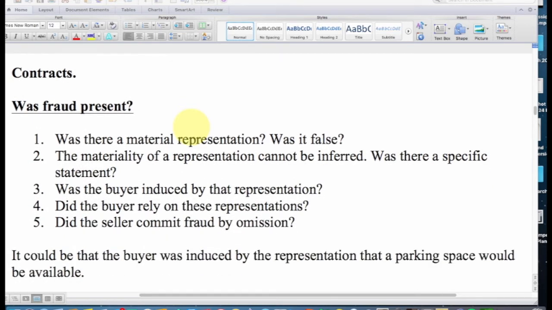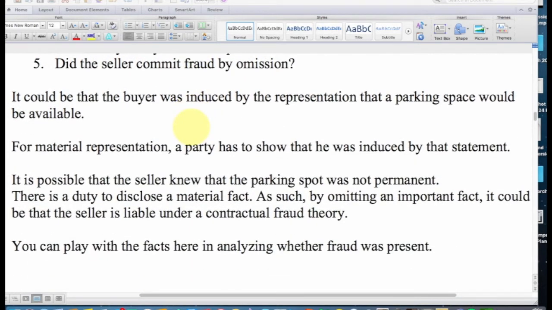Now, I want to know if fraud was present. And I think that's one of the questions that they specifically asked you. And here are some things that I want to know. Was there a material representation? Was it false? And as far as the materiality of a representation, it cannot be inferred. So was there a specific statement? Was the buyer induced by that representation? Did the buyer rely on any representation? Did the seller commit fraud by omission? These are just questions that I have. Now, it could be that the buyer was induced by the representation that a parking space would be available.